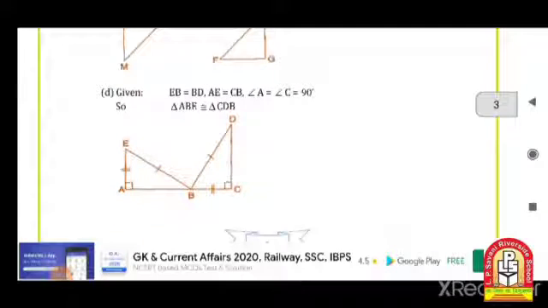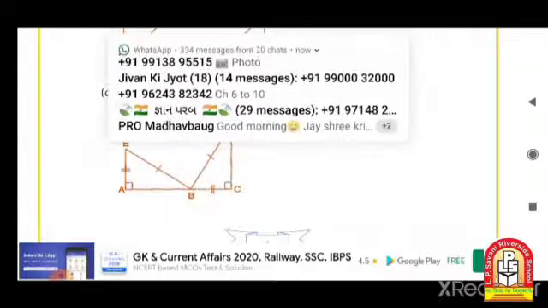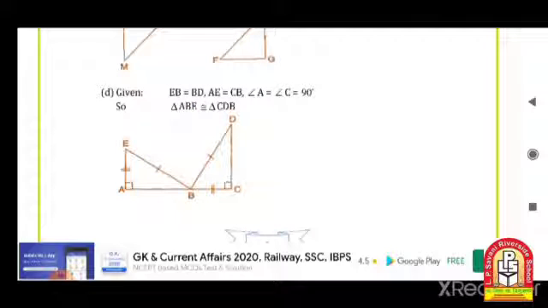Let's see the rectangle. Here EB is equal to BD and AE is equal to BC. So angle A is equal to angle C is equal to 90 degrees. So in this way ABE is congruent with CDE. Here C and A are right angles of the rectangle, so they are the same. Then after, sides EB and BD are the same, and EA and DC are the same.